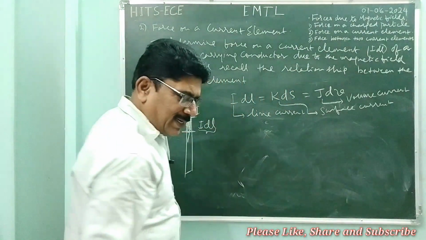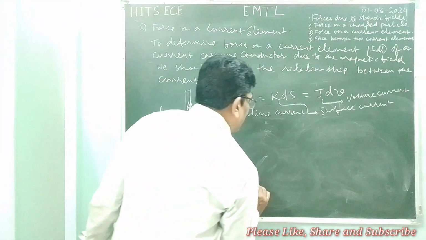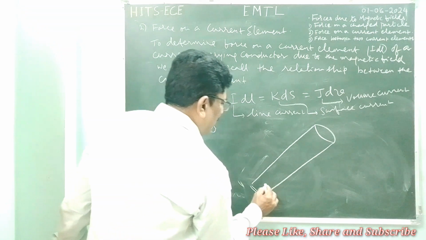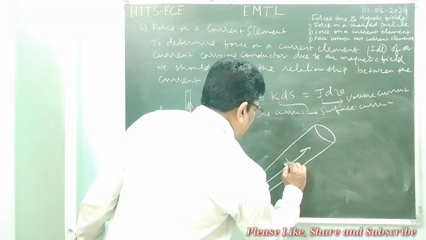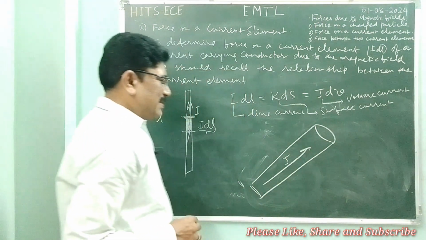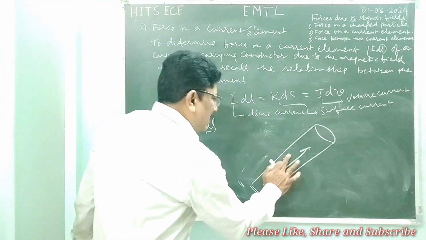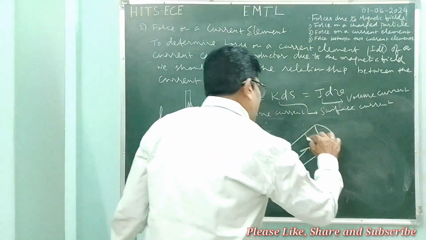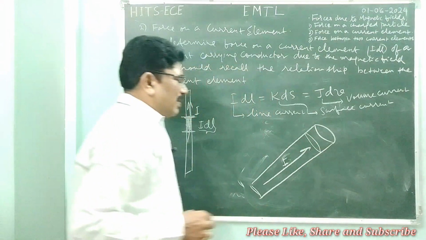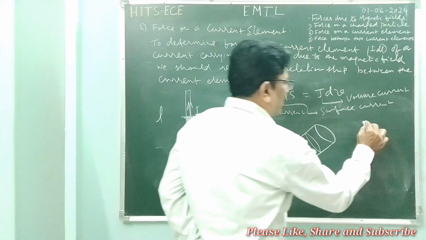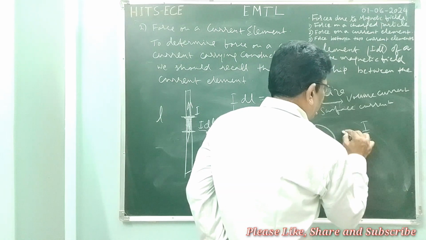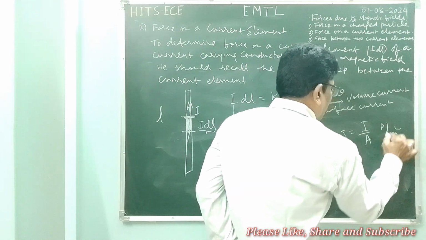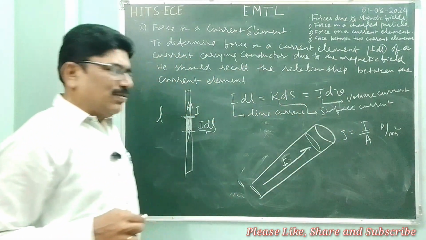And for volume current, let us consider a cable with current density J. Let I be the current. The current flowing through the cross section of this cable is I by A. So J is equal to I by A, measured in amperes per meter square. This is the volume current.